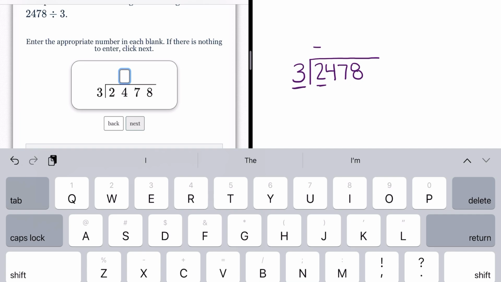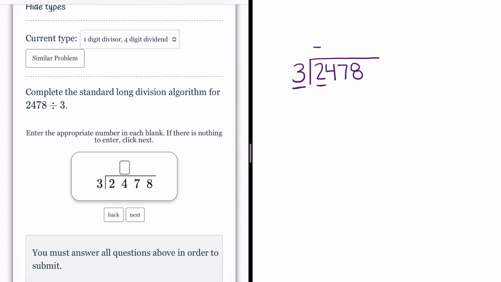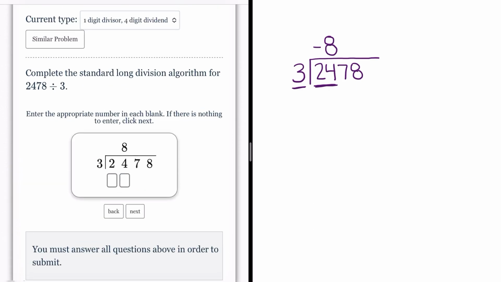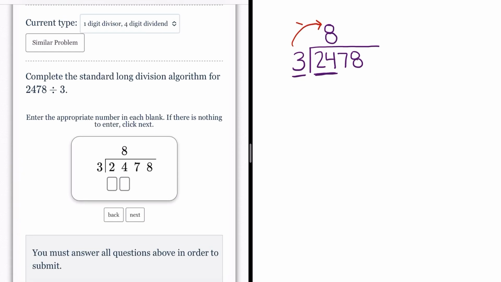Because 3 doesn't go into 2, we're now going to look at the number 24. I know that 3 times 8 is 24, so I'm going to put an 8 there. I'm also going to put my 8 on Delta Math. Our next step is to multiply 3 times 8, which is 24. We're then going to subtract 24 from 24, which gives us 0, and then bring down the number 7.